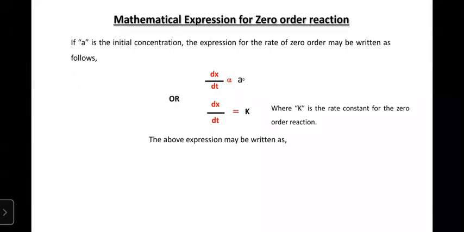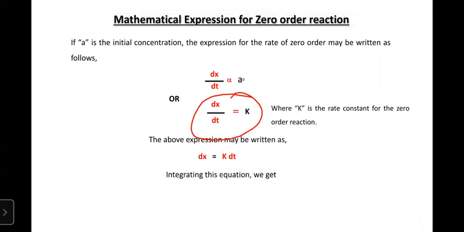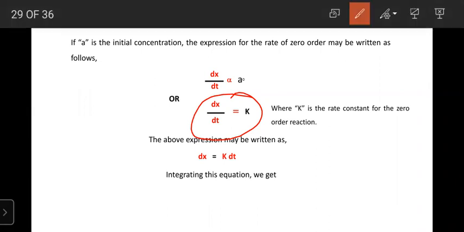The above expression may be written as dx equals k into dt. Just rearranging this equation, dx equals k dt. So integrate this equation. What do we get? Integration of dx and integration of this one. What do we get? Tell me.